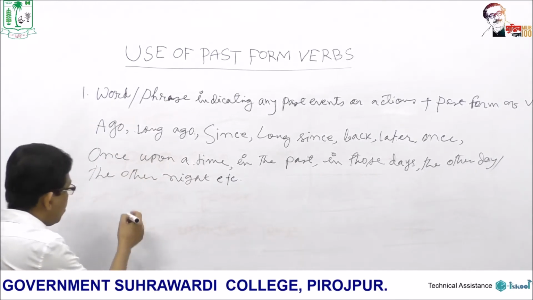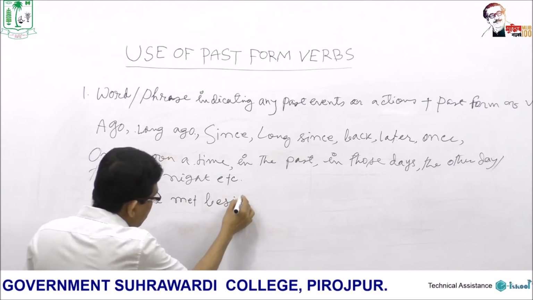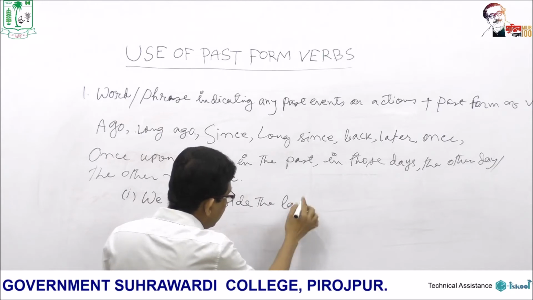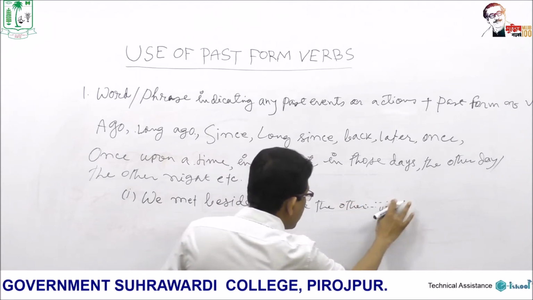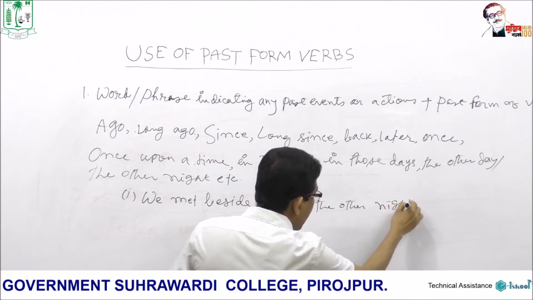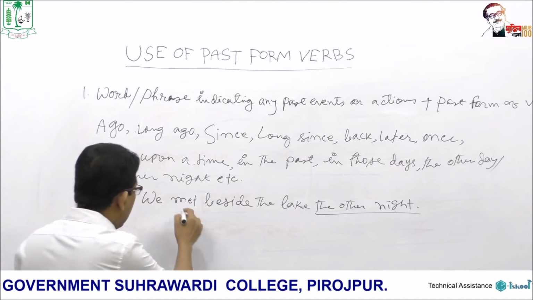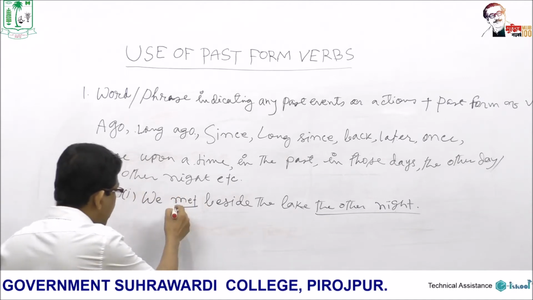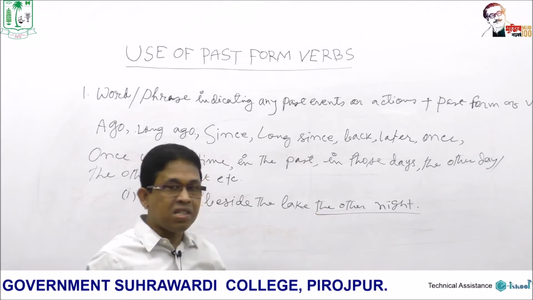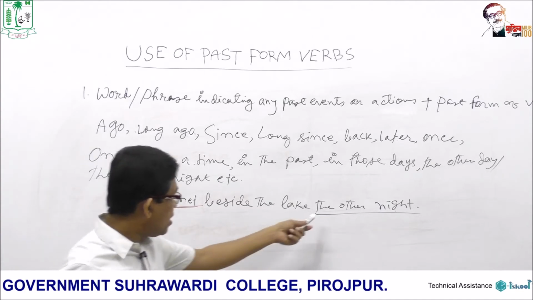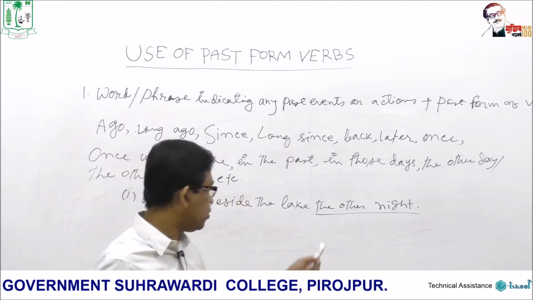Let me give an example. For example, example number 1, we met beside the lake the other night. This should be separate, that is the other night. We met beside the lake the other night. Here the other night in the sentence indicates the past event. So, met, that is the past form of verbs. Here I have used met. You know, meet, and the past form is met. As the other night is a phrase which indicates the past event. So, we met beside the lake the other night. The other night, students, do you know what is the other night? The other night means such as one, two or just a few evenings ago.